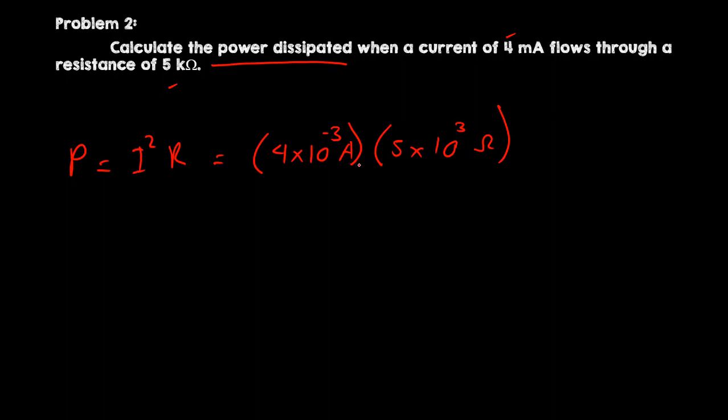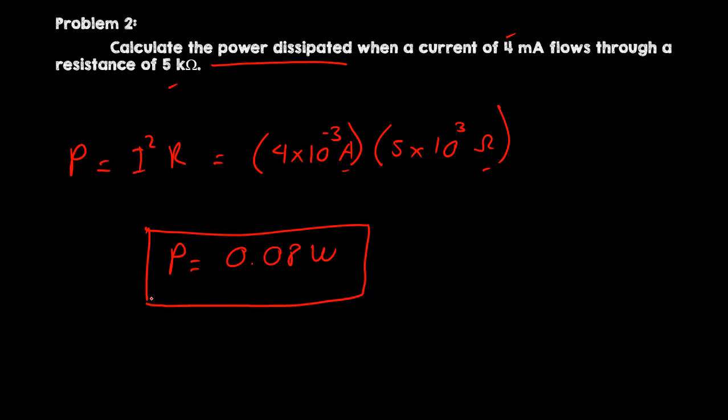ohms. Ampere, ohms, so pwede na natin siyang i-multiply. Then the power will be 4 times 10 raised to negative 3 amperes multiplied by 5 times 10 raised to 3 ohms is equals to 0.08 watts. And that is the power dissipated.